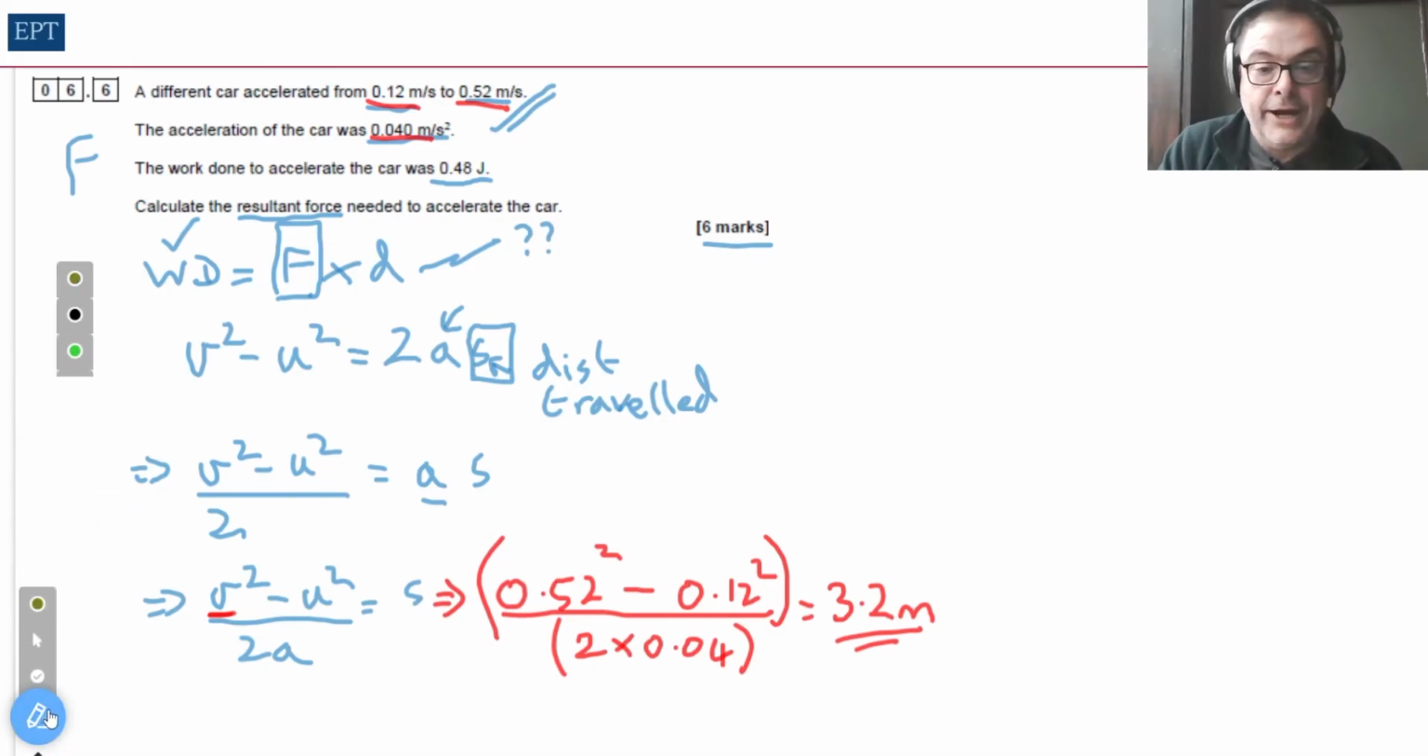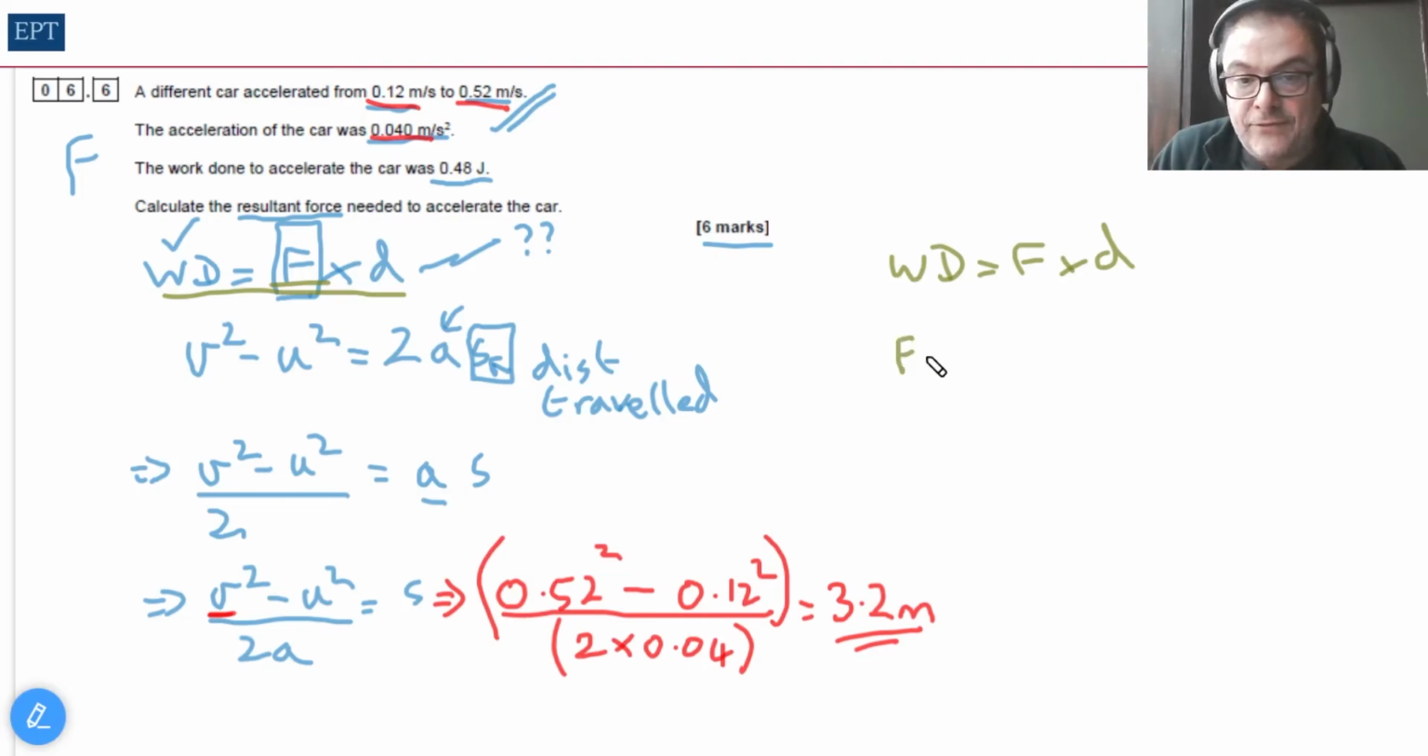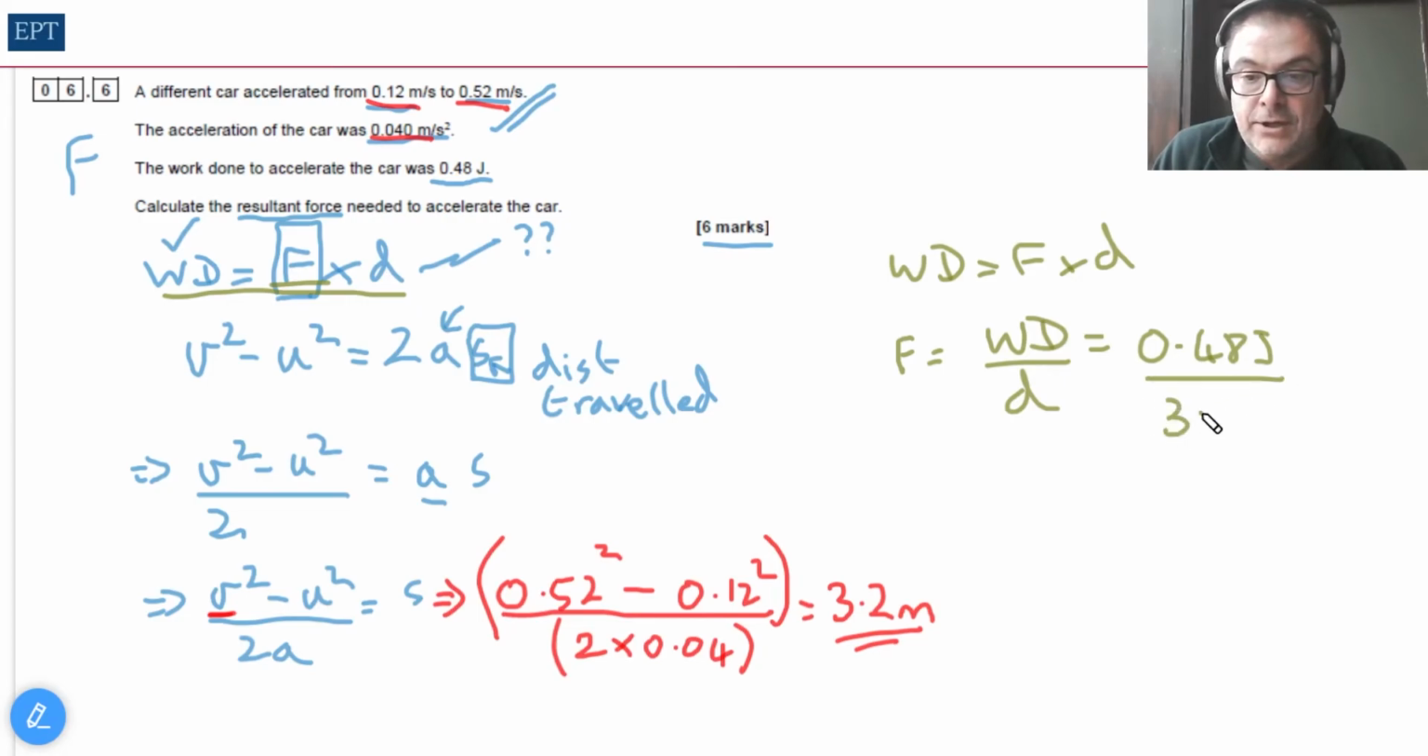So, we're almost there now. Let's change the pen colour again. We found the distance that's travelled, and remember, we want to find the force from work done is force times distance. So, work done is force times distance. We need to rearrange to get F equals, and we can do that by dividing by D. So, work done over distance equals the force. Now work done, we're told, is 0.48 joules. The distance we just found, 3.2. Therefore the force equals 0.15 newtons.